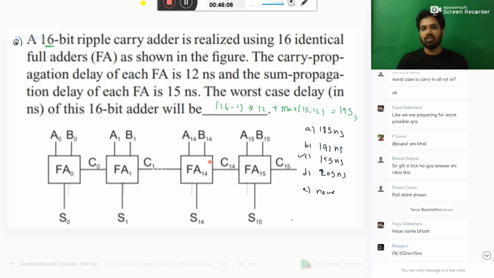Right. 15 times 12 is 180. Maximum of 15 and 12 is 15. Answer is 195. Is it okay? Why some people opted for none, I don't know. Maybe they have not calculated this mathematical part. So please see here, any doubt, please ask. N minus 1 times carry delay, plus maximum of sum and carry.